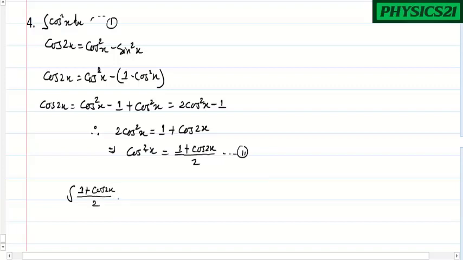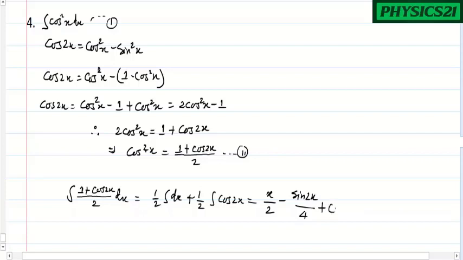divided by 2 dx. Now the next step is 1 by 2 integration of dx plus 1 by 2 integration of cos 2x. Now integrate. So the integral coefficient of dx will be x, so that is x by 2, minus, because the integral coefficient of cos 2x will be sin 2x divided by 2, so it is sin 2x divided by 4, and constant of integration will also be there. So this is the integral coefficient for cos square x with respect to x.